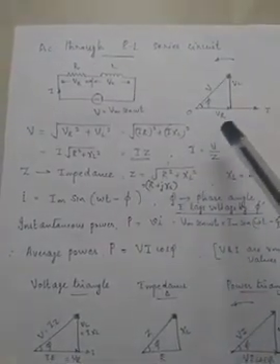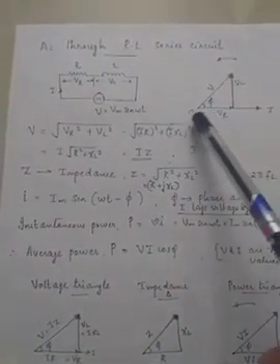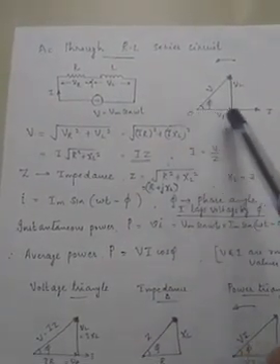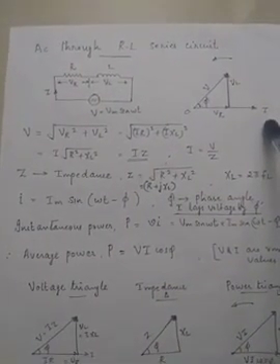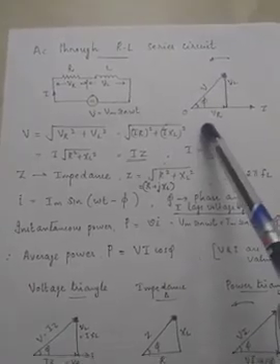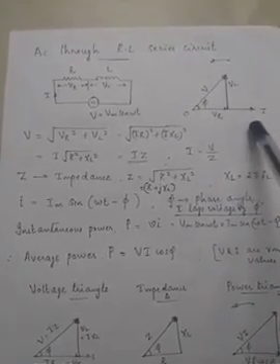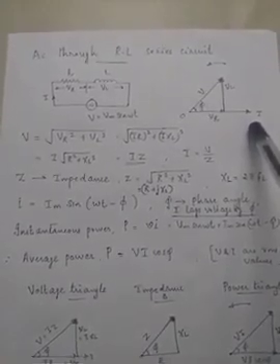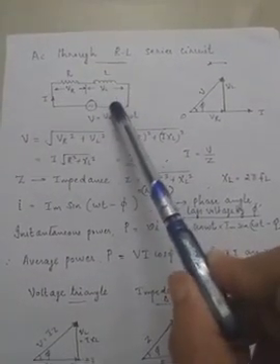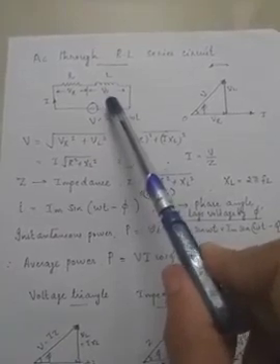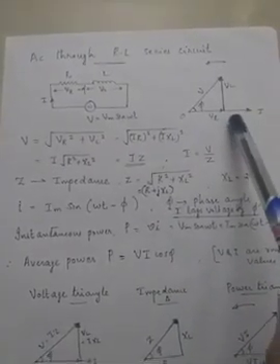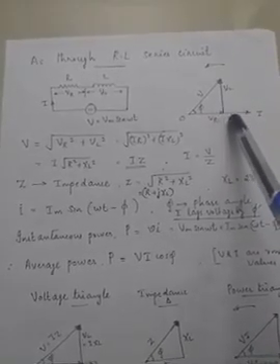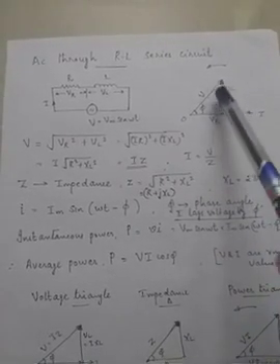Now, if we draw the phasor diagram, being a series circuit, current is constant, so we take current as the reference. In a pure resistor, voltage and current are in the same phase, so VR is drawn along the same phase as the current. For a pure inductor, we have seen that current lags behind the voltage by 90 degrees. So we have drawn VR and VL.